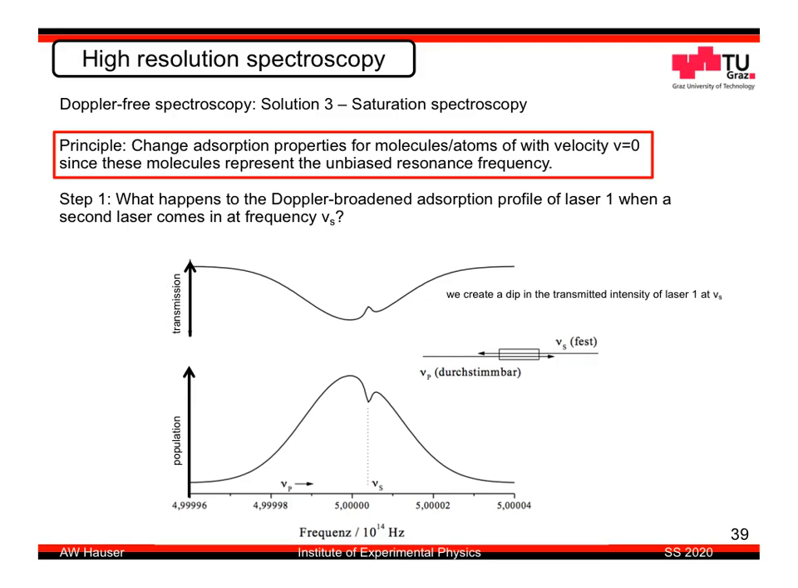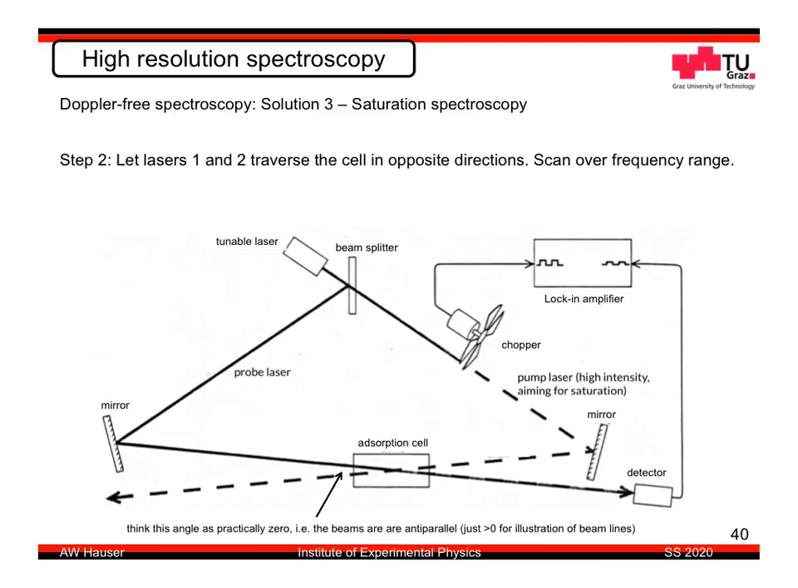Okay, so this is just a thought experiment, right? We have one laser that can scan and the other one is put at a fixed frequency. But this is not our final setup for saturation spectroscopy. Our final setup looks like this. We have our tunable laser here, and we create a second laser basically through splitting of the original beam.